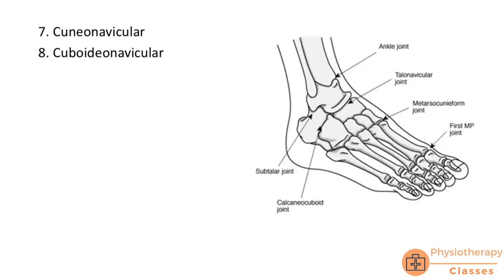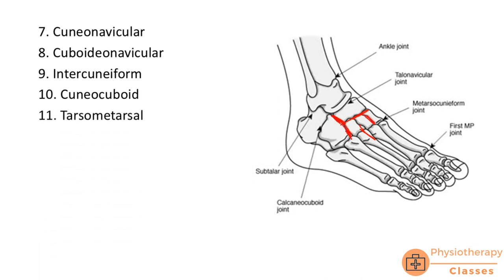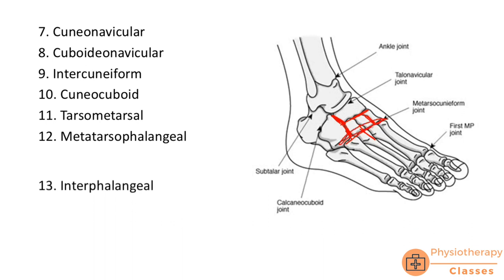Other joints are the cuneonavicular joint, which is formed between the navicular bone and the cuneiforms. Then we have the cuboideonavicular joint, which is formed between the cuboid and the navicular bone. Then we have intercuneiform joints. You can see here the intercuneiform joints, and we have the cuneocuboid joint. There is a tarsometatarsal joint, which we know is the joint between the tarsal bones and the metatarsal bones. We have the metatarsophalangeal joint and the interphalangeal joint.